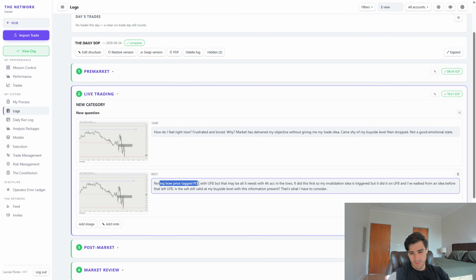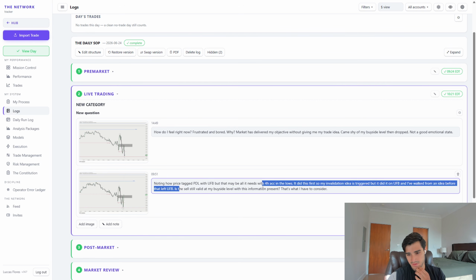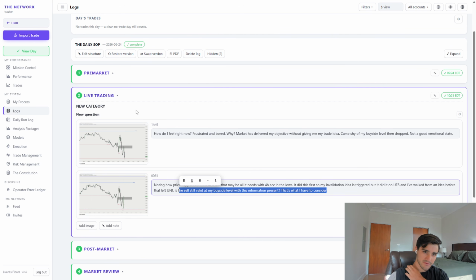So noting how price tagged previous daily low with unfinished business, but that may be all it needs with a 4-hour accumulation of lows. It did this first, so my invalidation idea is triggered, but it did it on unfinished business. And I've walked away from an idea before that left unfinished business. Is the sell still valid at my buy side level with this information present? That's what I have to consider.